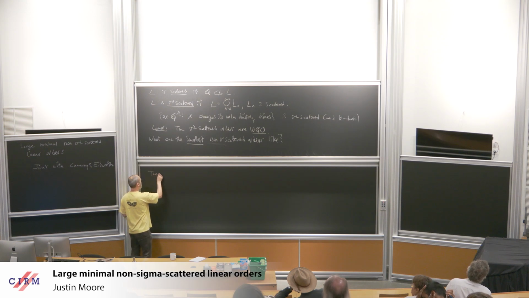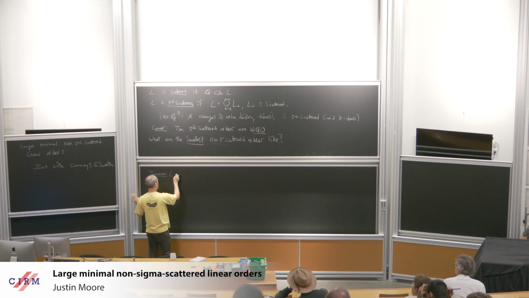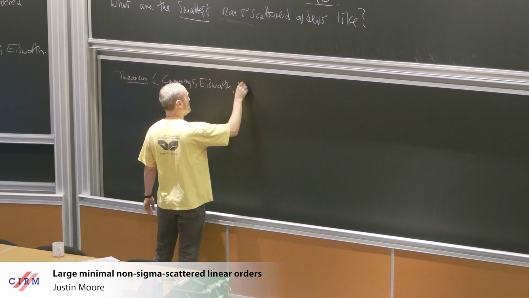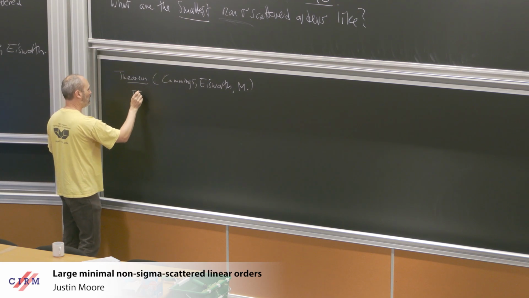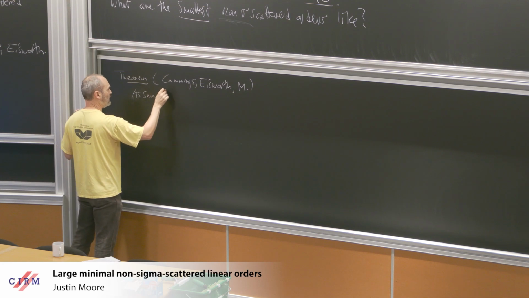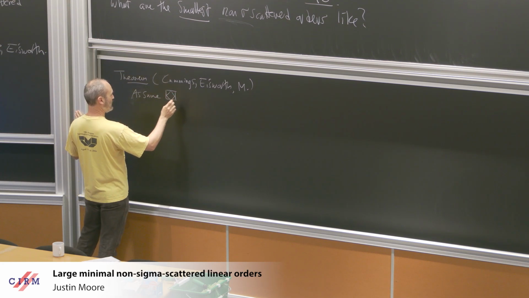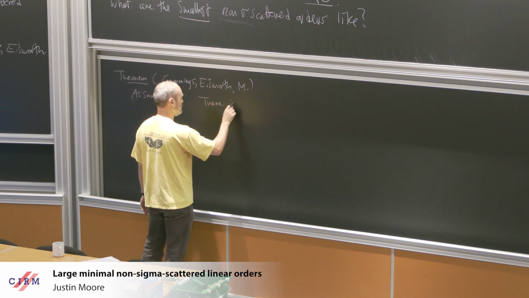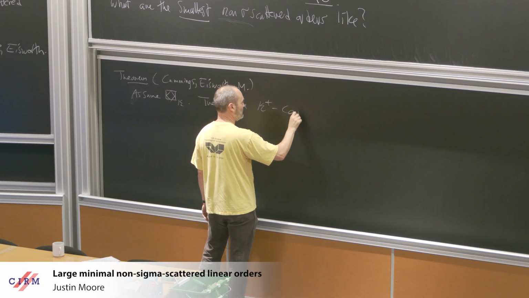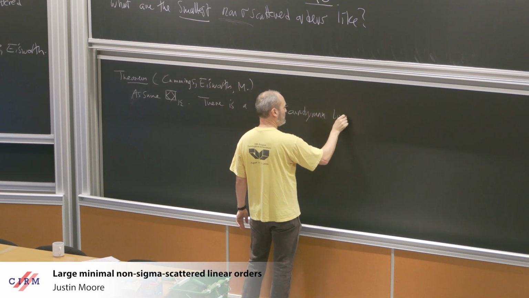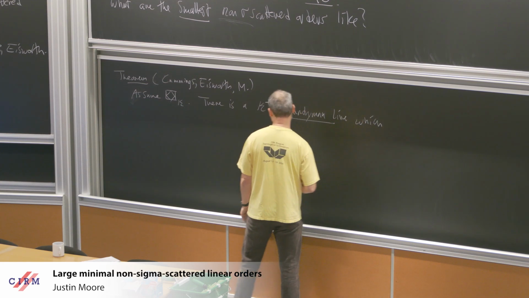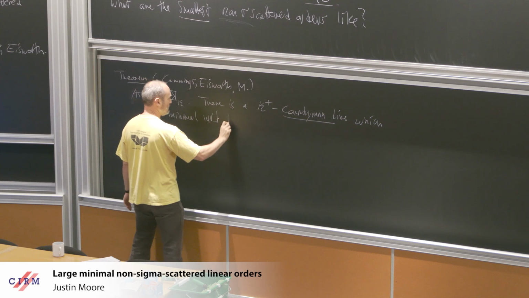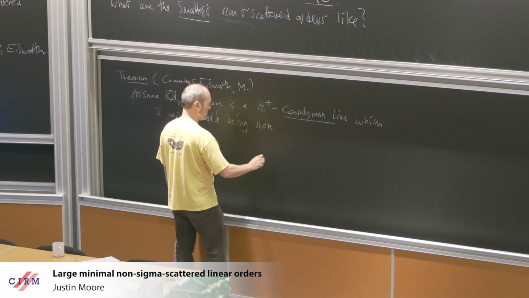And okay, so the theorem, with Cummings and Eisworth, is this: assume square with built-in diamond at kappa, then there is a kappa-plus Countryman line which is minimal with respect to being non-sigma scattered.